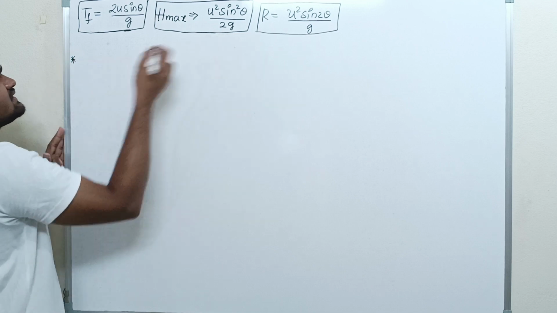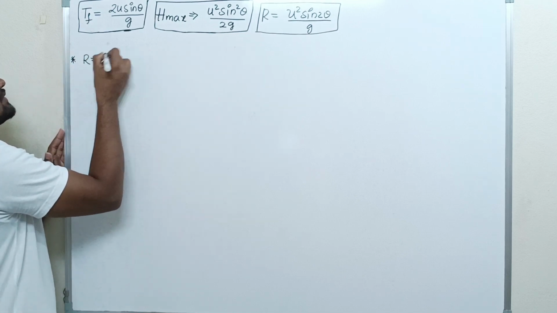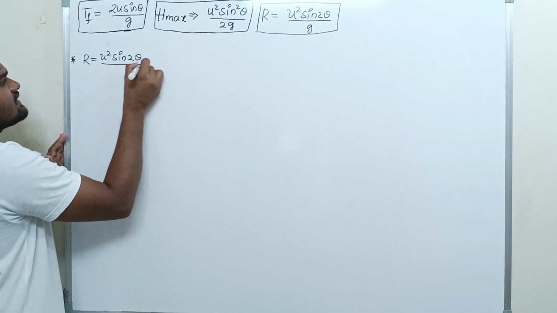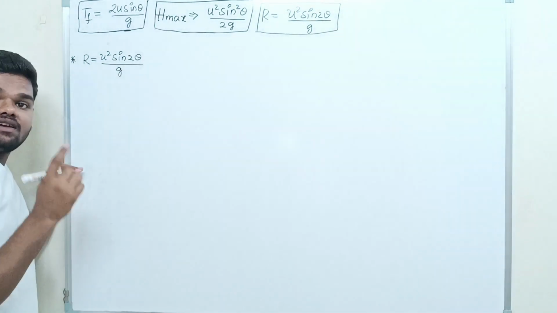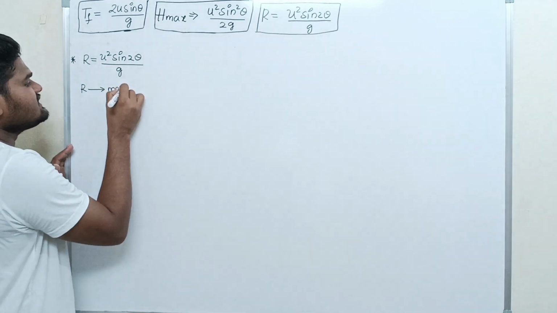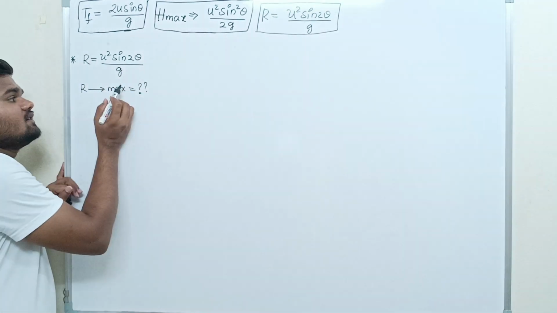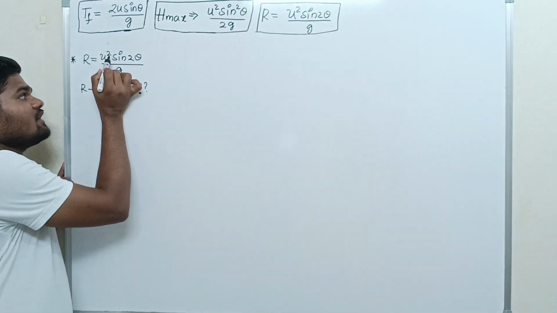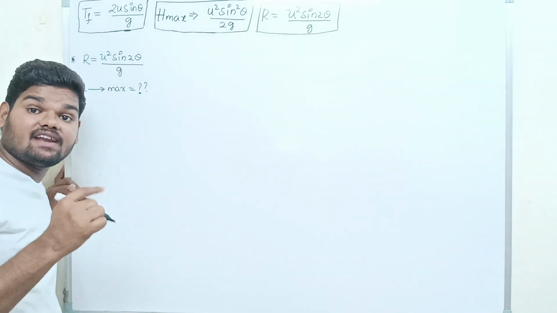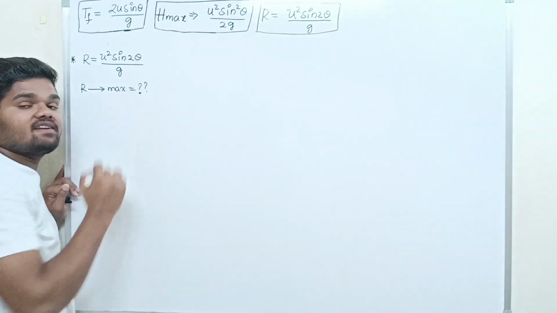Let's have a look. What is the formula of range? Range is equal to u square sine 2 theta by g. If I want to find the range maximum, where the range is maximum, have a look. Here we have u square into sine 2 theta, a sine function is there.